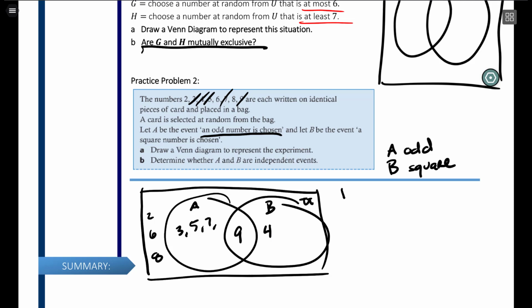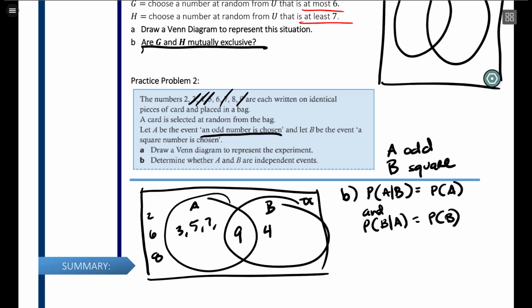And now let's determine whether A and B are independent events. Okay? So if A and B are independent events, then what we can say is the probability of A given B is equal to the probability of A on its own, and P of B given A is equal to the probability of B on its own. Let's try and figure this out.